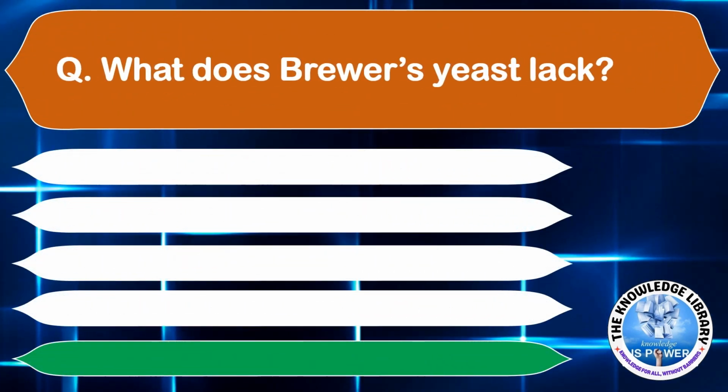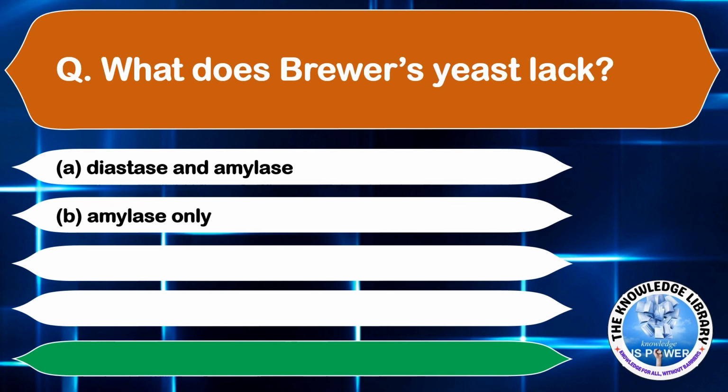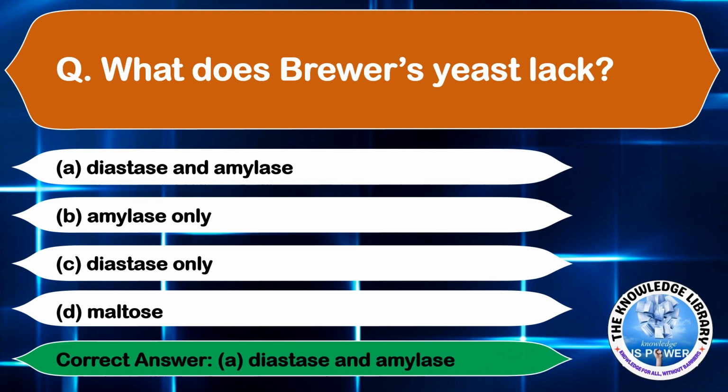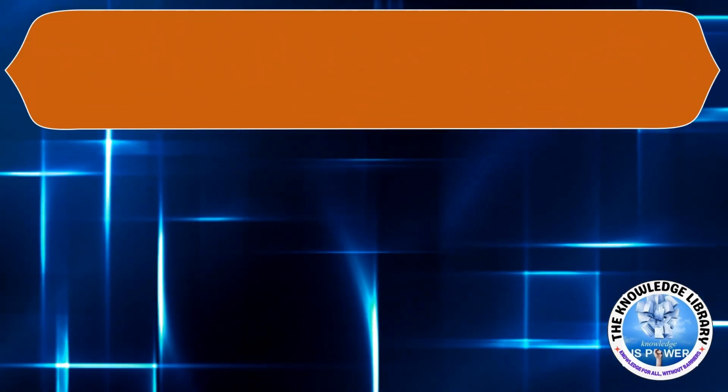What does brewer's yeast lack? Option A, diastase and amylase. Option B, amylase only. Option C, diastase only. And option D, maltose. The correct answer is option A, diastase and amylase. Moving on to the next question.